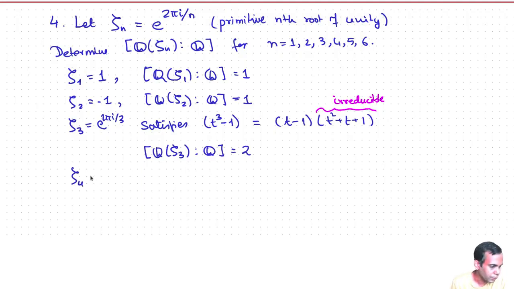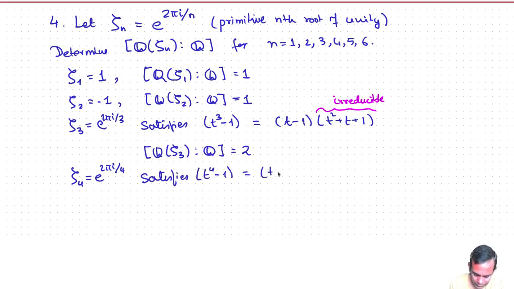Let's look at zeta 4. So zeta 4 is e to the 2 pi i by 4, which we also know to be the number i, the square root of minus 1. And this satisfies t to the power 4 minus 1, which I can write as (t minus 1) into (t plus 1) into (t squared plus 1). Now these factors do not vanish at zeta 4. So we are only left with this factor, and this is irreducible again.